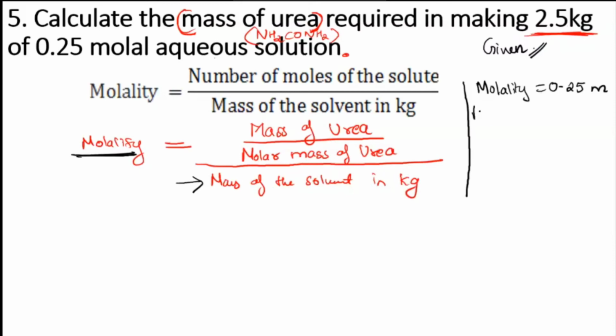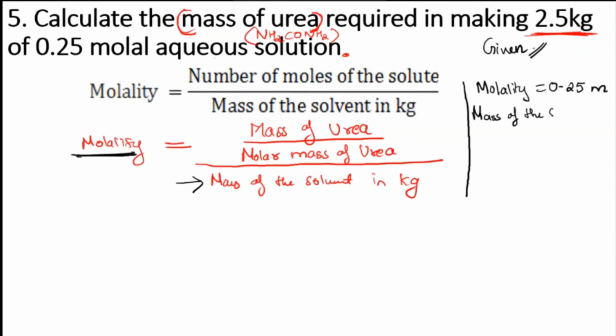Mass of the solvent. How much is it? 2.5 kg. Yes, very good students. 2.5 kg is given to you. See here, making 2.5. So here mass of the solvent is this much, 2.5 kg. Then molar mass is not given. You know always molar mass you need to calculate. So that you can calculate, molar mass of urea.